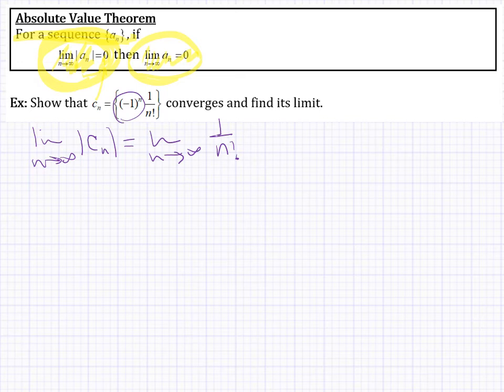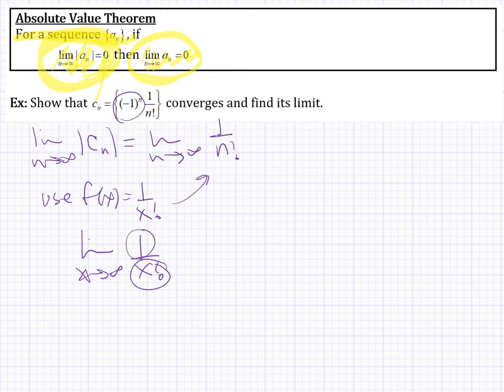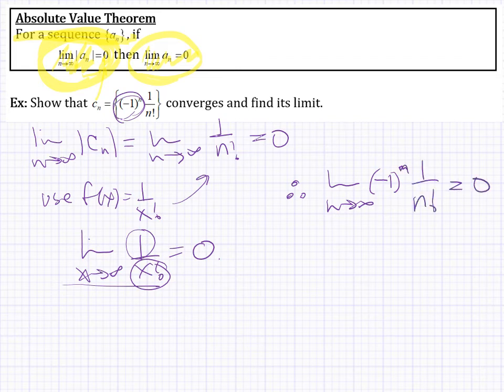What I can see is that if I use f of x equals 1 over x factorial, that would be equal to this for all positive integers. And if I did the limit as x goes to infinity of 1 over x factorial, I know the denominator goes to infinity, numerator stays 1, so that clearly equals 0. That's much easier than if I include the negative 1 to the n, which makes it a little bit more difficult to do this limit. But since this equals 0, then this equals 0, and therefore the limit as n goes to infinity of negative 1 to the n times 1 over n factorial also has to equal 0.